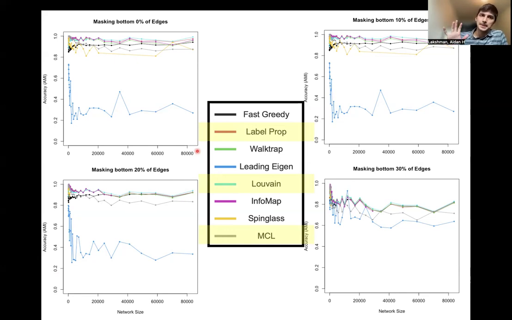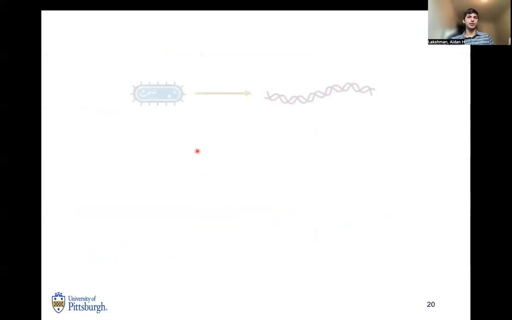So this is accuracy, but algorithms are more than just accuracy. Anyone that's written algorithms knows that accuracy is often a trade-off with runtime and other computational requirements. So as we move into the modern age of big genomic data, we have to be aware of what problems we're looking at.